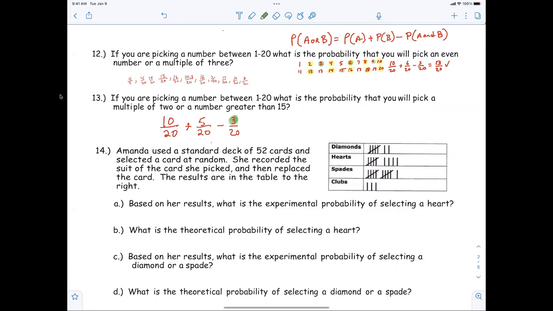Can anybody tell me why that's a 3? It's the ones that overlap, the numbers that are repeated, right? The numbers that are both even and greater than 15.